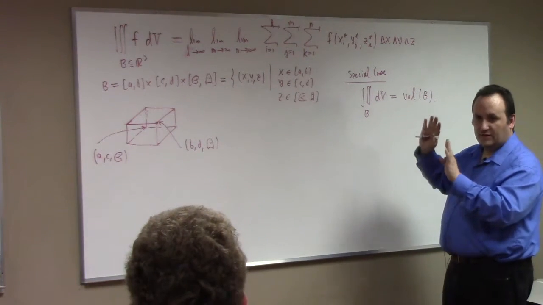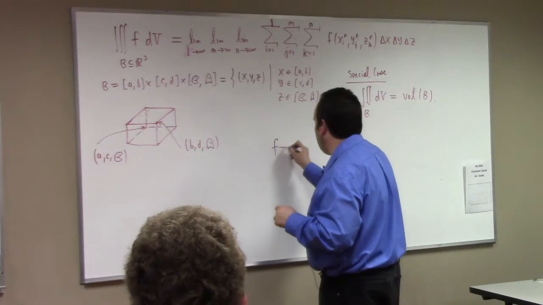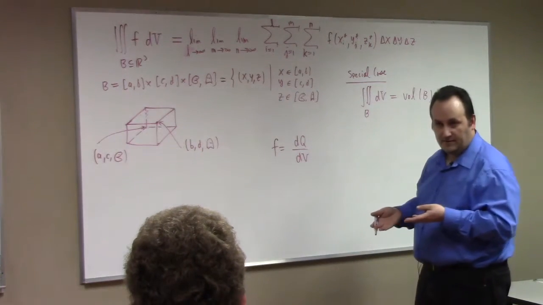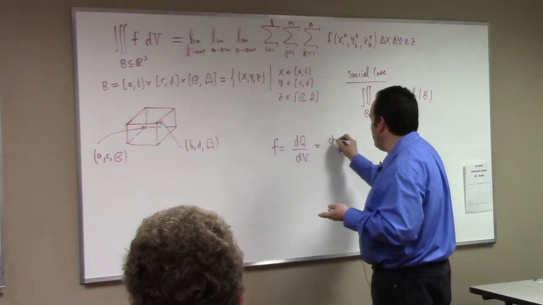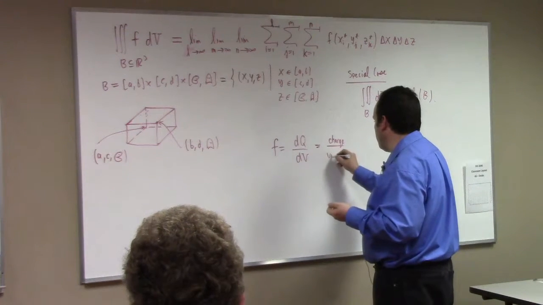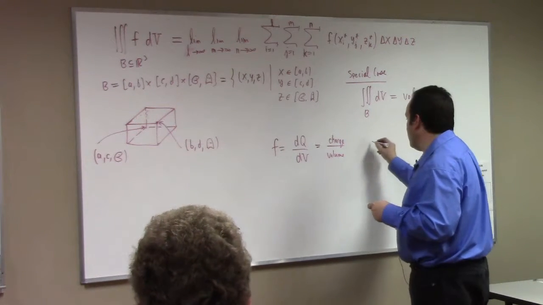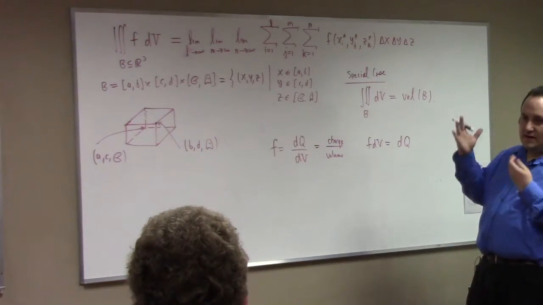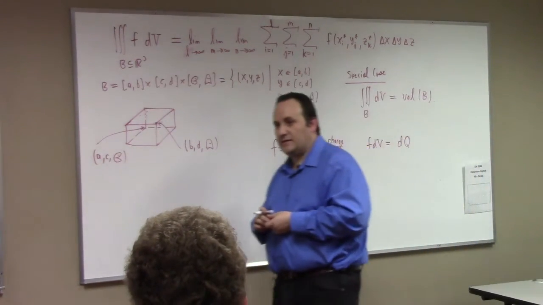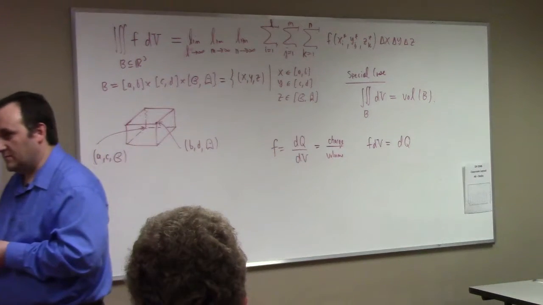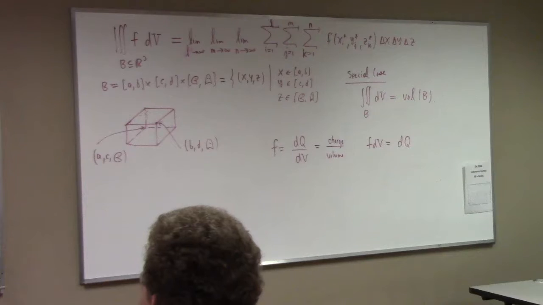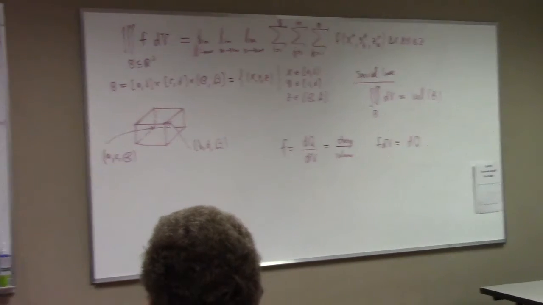So here's an interpretation. F could, say, be equal to dq dV, for example, the charge per unit volume, right? If it was a volume charge density, then what would the meaning of f dV be? It would be dq, right? So this triple integral would mean that you're calculating the total charge over the box, if you were given that F was the charge per unit volume. Not the surface area, no. No surface area here. We're talking about volume density.